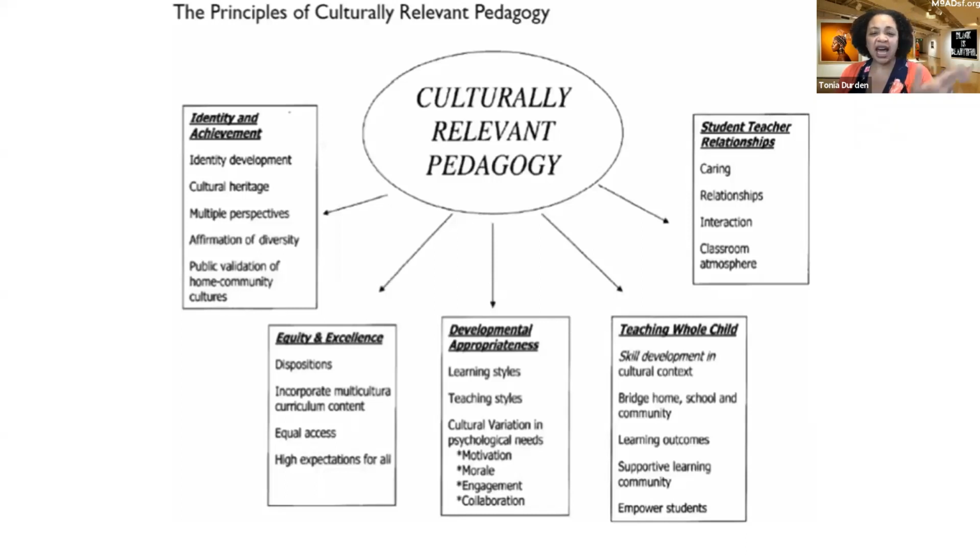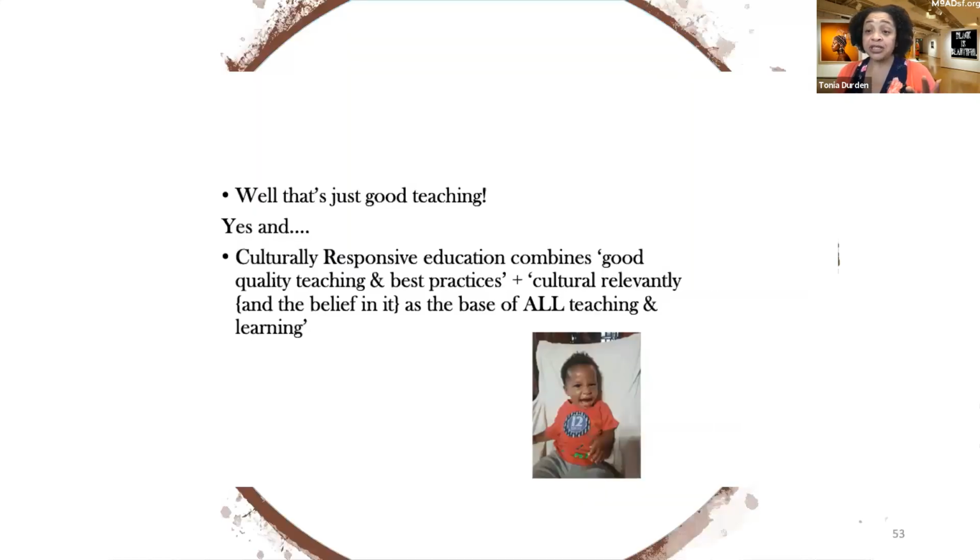And so this is just kind of a framework. It looks at identity, equity, developmental appropriateness, teaching the whole child, student-teacher relationships. I'm not going to go into them in detail because I've already summarized them briefly. And so I know what you're saying: oh my gosh, that's just good teaching. I know that I'm supposed to be responsive to children. I'm supposed to connect to their culture and their language. I know that that's good teaching.